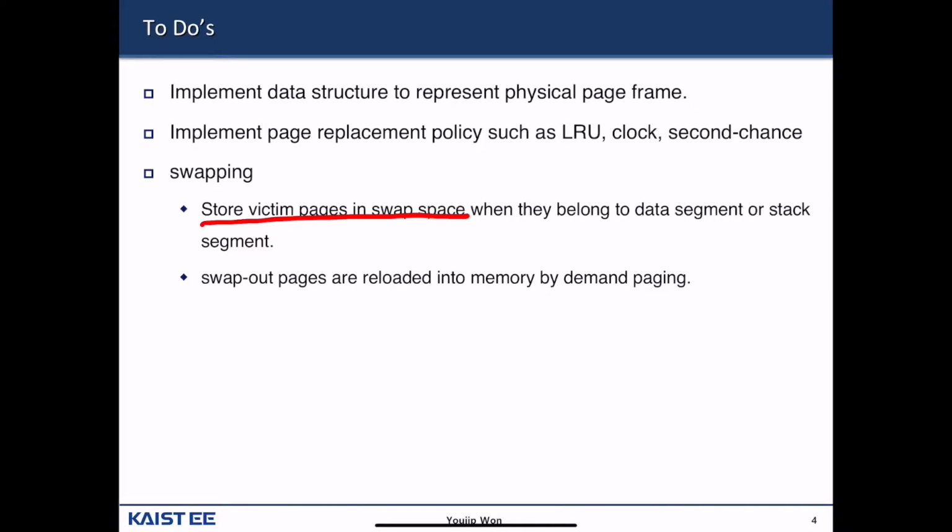First, we need to implement the data structure to represent a physical page frame. And we are required to implement a page replacement policy such as LRU, clock, or second chance. And then we need to implement a swapping mechanism which stores the victim page to the swap space and then loads the required data or page from the swap space or from the file, which is called demand paging.